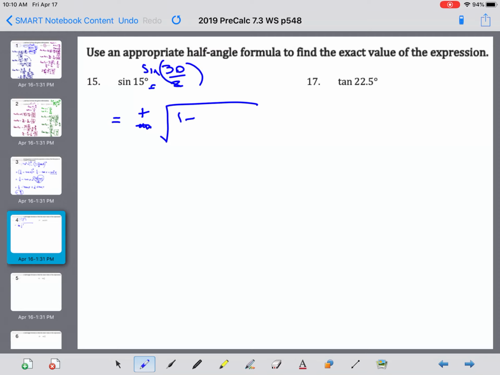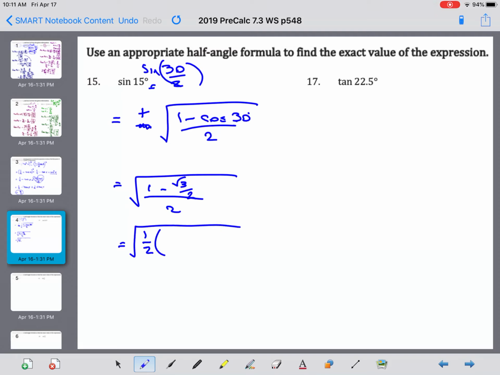And now I'm going to get 1 minus cosine of, oh boy, that's the worst 30 I think I've written in my life. 30 degrees equals, and cosine of 30 is root 3 over 2, which gives me 1/2 of 1 minus root 3 over 2.